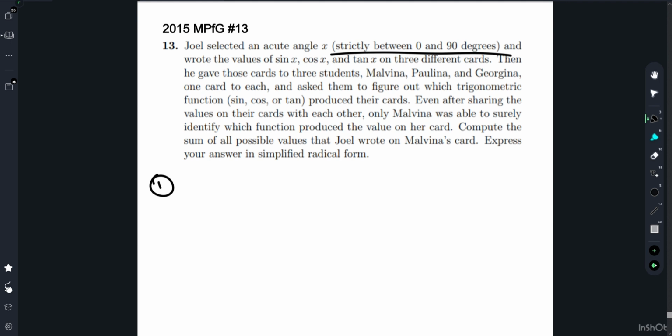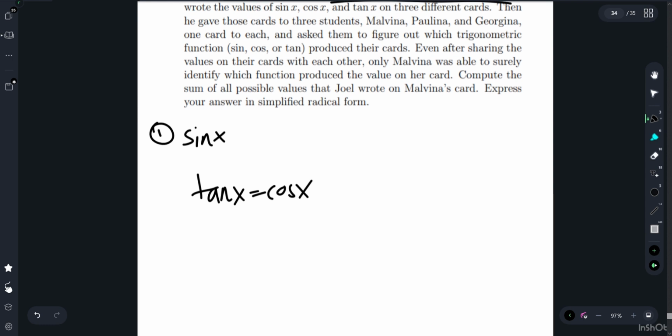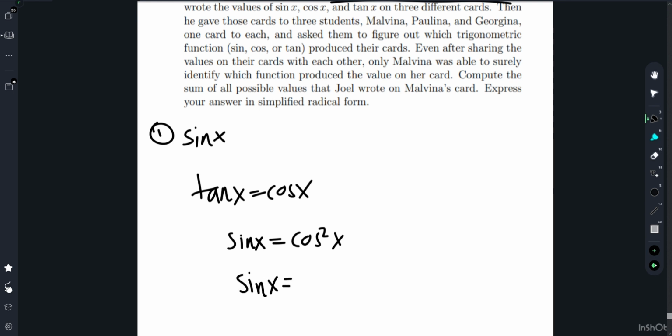So Malvina has sin x, for example, in case 1. So that means that tangent x is equal to cosine x, as there are no repeats in 0 to 90 degrees. So multiplying cosine x on both sides, and then by the Pythagorean trig theorem, we get 1 minus sin squared x.